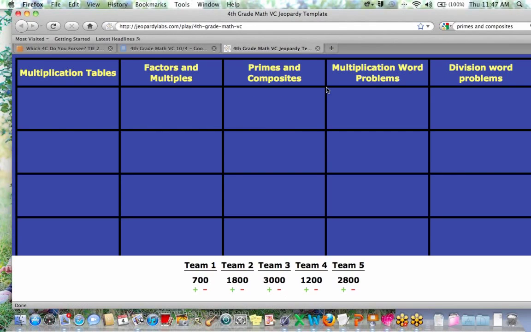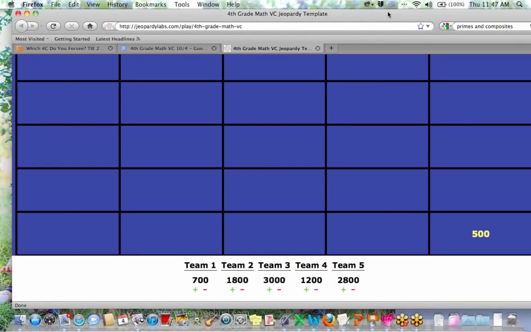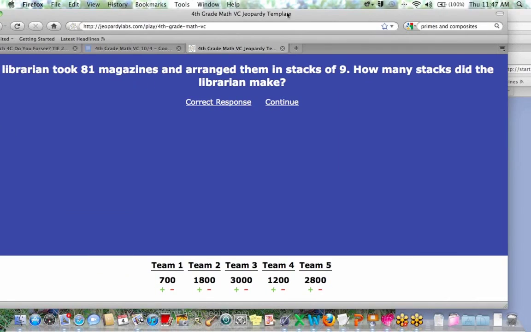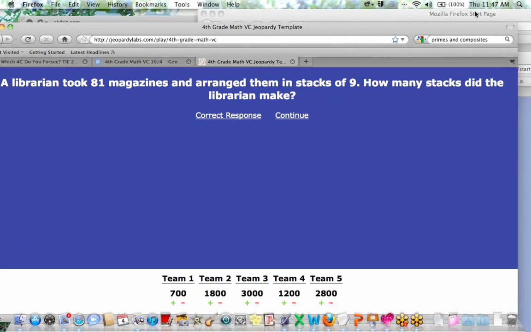All right, guys, we have one last problem. Here we go. Yay. All right. A librarian took 81 magazines and arranged them into stacks of 9. How many stacks did the librarian make? It's actually pretty quick. Is this multiplication or division? This is division. 81 divided by 9.